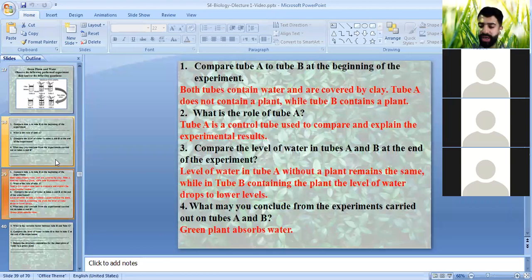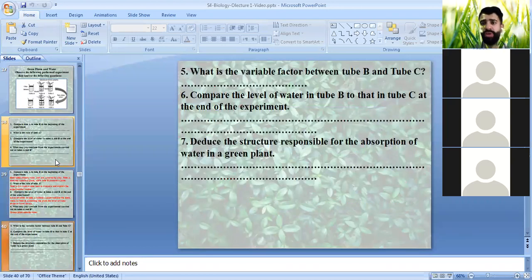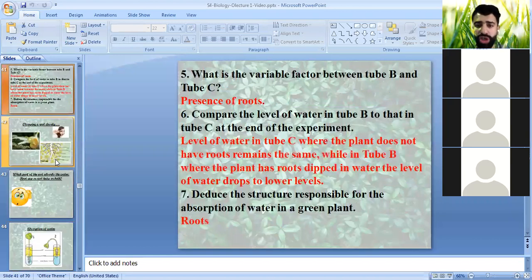What may we conclude? The green plant absorbs water, while the variable factor between B and C is the presence of the roots. So in tube B we have roots, in C we don't have roots. So the level of water in tube C, where the plant doesn't have roots, remains the same, while in tube B, where the plant has roots dipped in water, the level drops to a lower level.